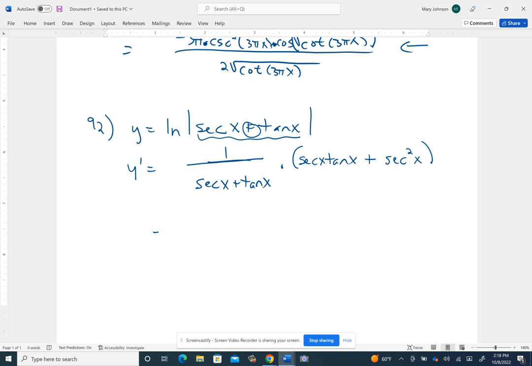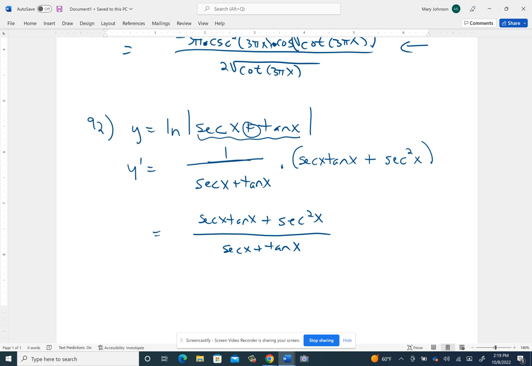All right. So what I'm winding up with on this one is 1 over secant x plus tangent x, times secant x tangent x plus secant squared x. I'm just going to see if I can factor or if there are any obvious trig identities that I might be able to use to clean that up.